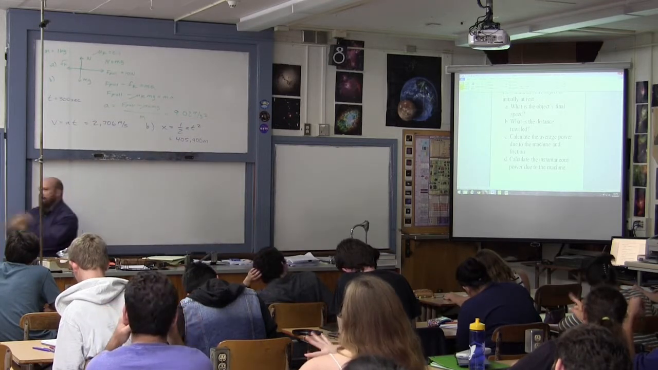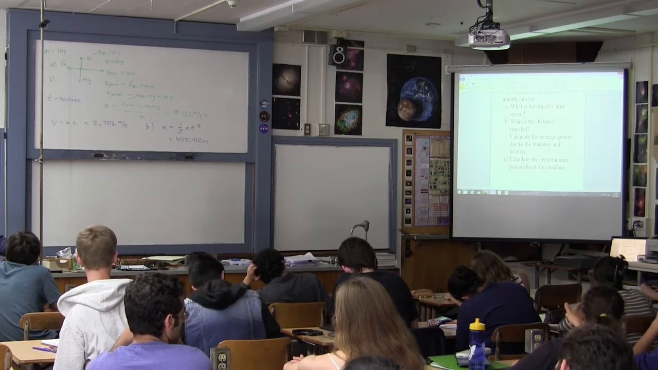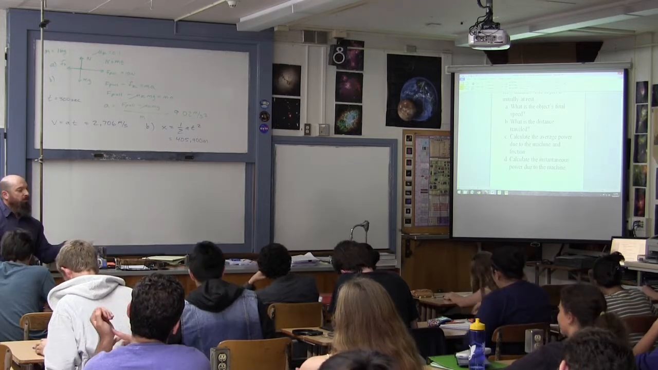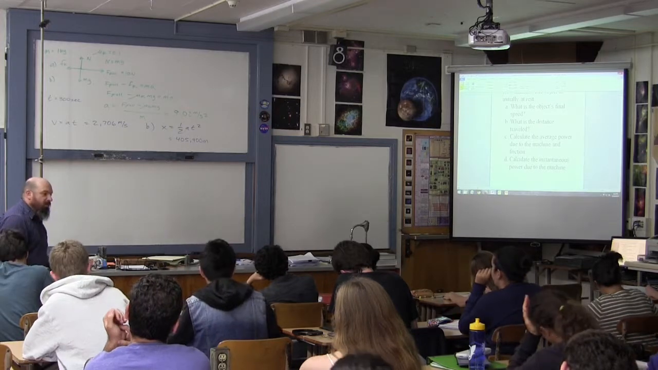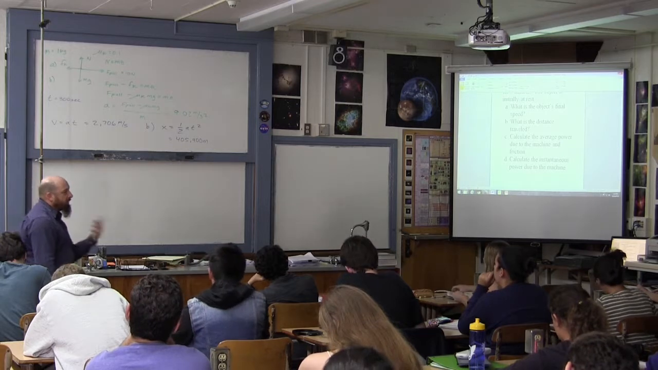What we'll do is average calculations first, and then we'll finish up with an instantaneous calculation right at the end of the problem when the speed is 2,706 meters per second. So that's how we'll do part D of the problem right there at the end of the problem.